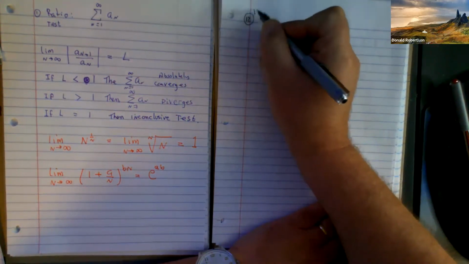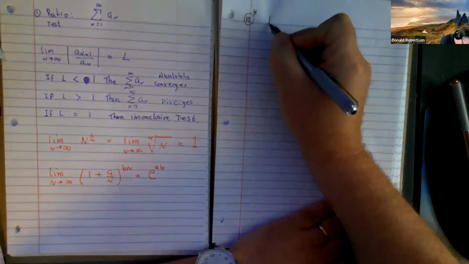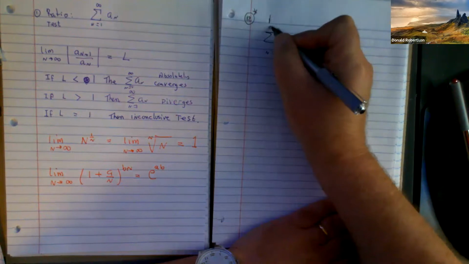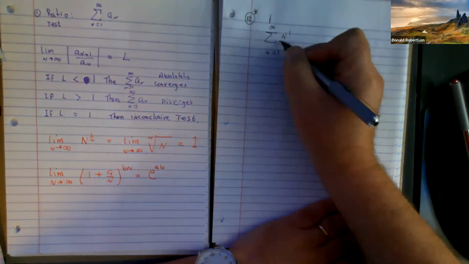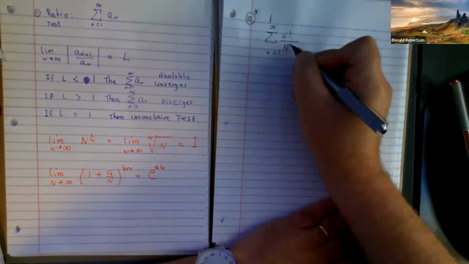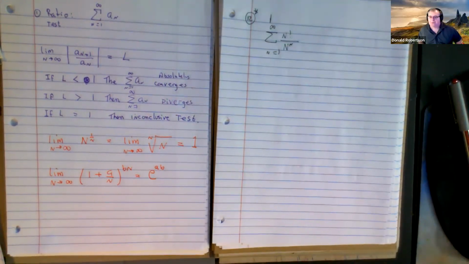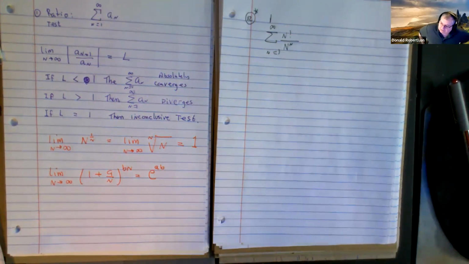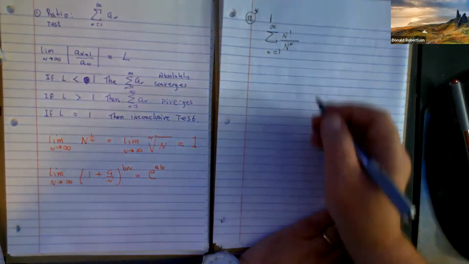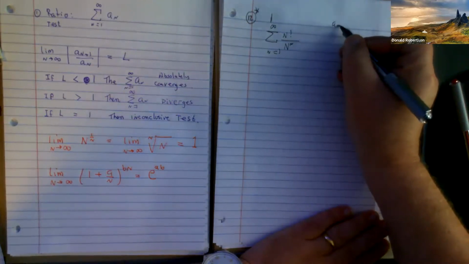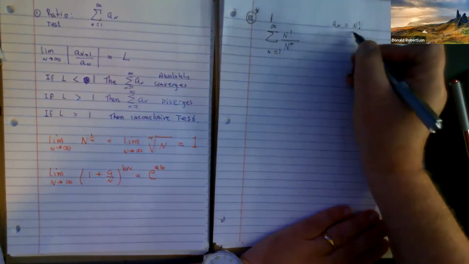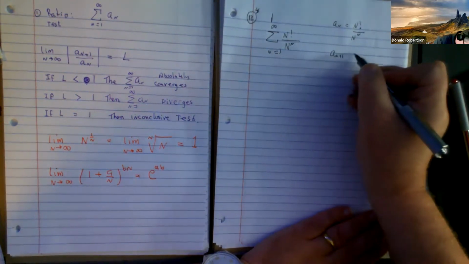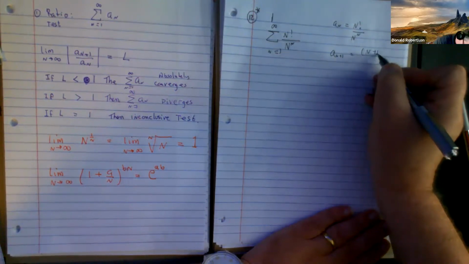Question 12. The sum from n equals 1 to infinity of n factorial over n to the power of n. Okay, let's go. a_n is n factorial over n to the power of n. a_(n+1) is (n plus 1) factorial over the new denominator.